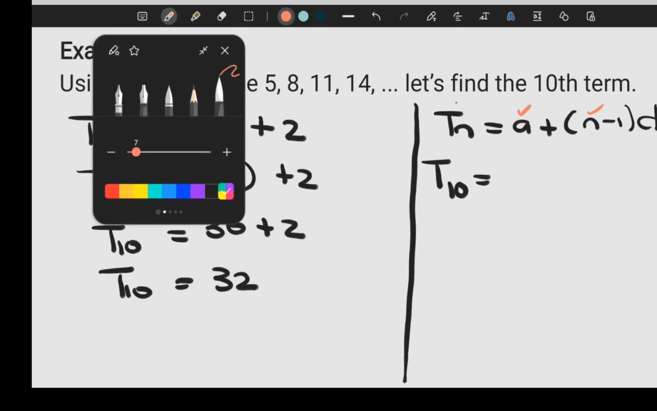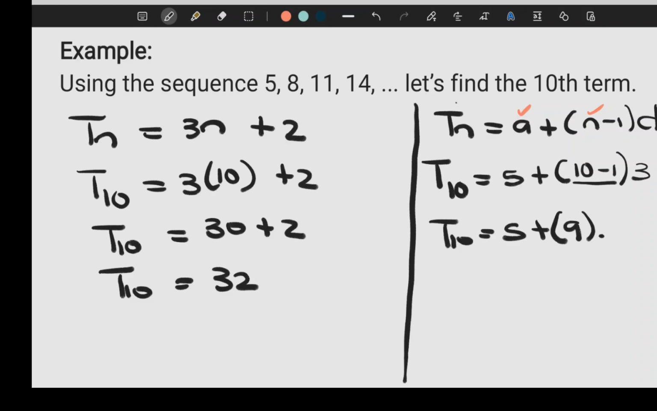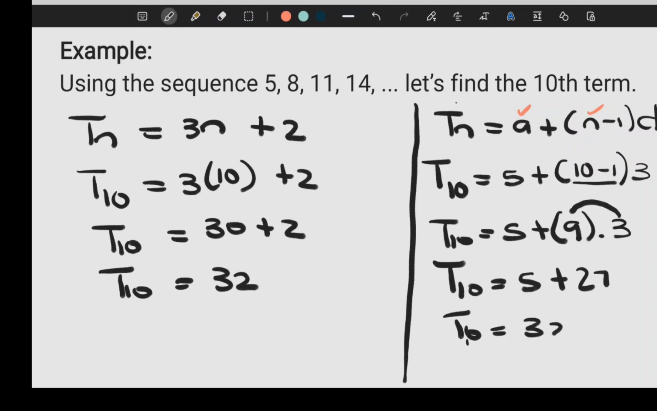So now I'm going to replace all those variables. So A, the first term, is 5. N is 10. D is 3. So T10 is 5 plus (10 minus 1, which is 9). Keep it in a bracket, times the 3. So T10 is 5 plus... what's 3 times 9? 27. T10 is 32.